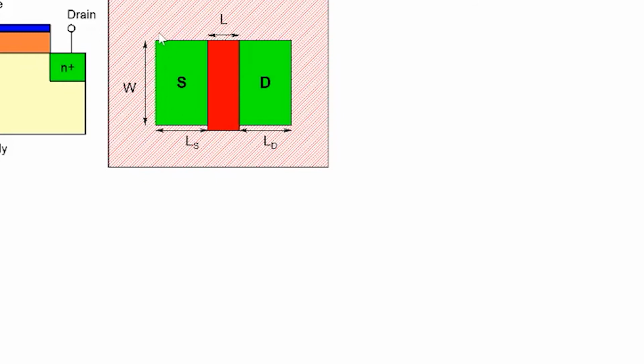And then the width of the MOSFET is here, right? So this is the width of the MOSFET here, W. And these are not important for us right now: the length of the source and the length of the drain. They determine capacitances and other things that are there.